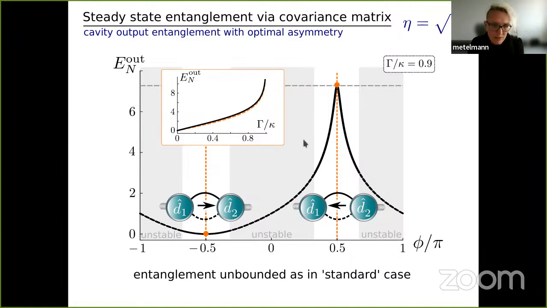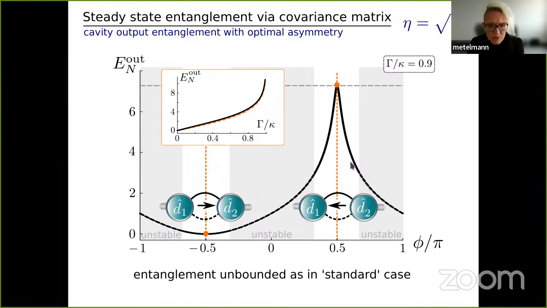So this is the inset you see. Here, if we enhance this gamma, the orange dashed line is the standard case, and the black one is the case for the non-reciprocal system, and you can see that we actually grow up pretty similarly. As I said, there is an optimal asymmetry, which is eta equal to square root of kappa over gamma. This is the optimal asymmetry we'll work at for the most part.